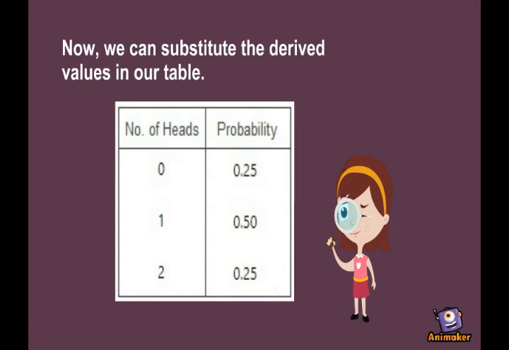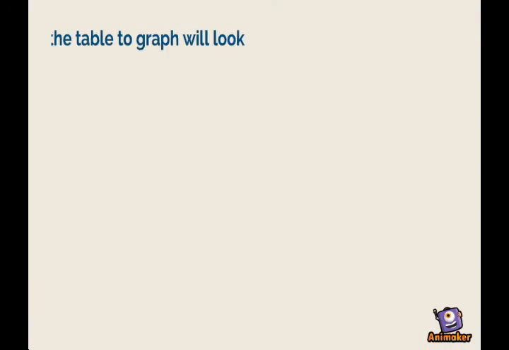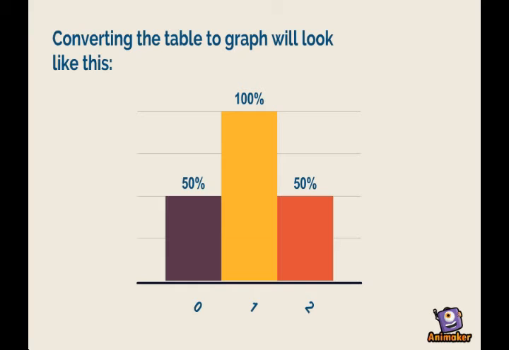Now, we can substitute the derived values in our table. When x is 0, the probability is 0.25. When x is 1, the probability is 0.5. And when x is 2, the probability is 0.25. When we convert the table to a graph, the graph will look like this.